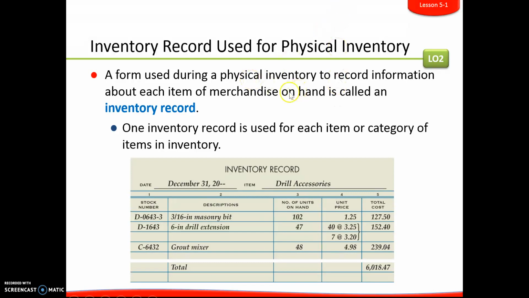So when you do a physical inventory, you keep an inventory record. You put the date, you put the drill accessories, and so you can see we have masonry bits. We had 120 of them. Our unit price is 125, so our total cost is 127.50. Our 6-inch drill extensions and our grout mixer, and then we have a total.